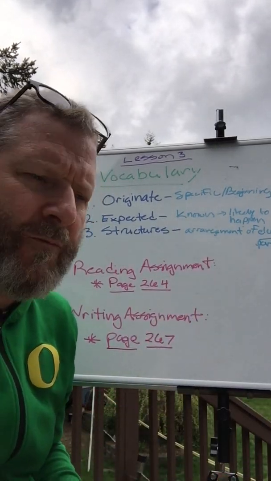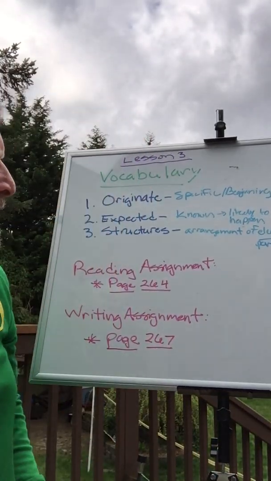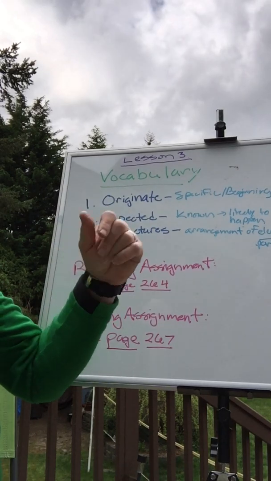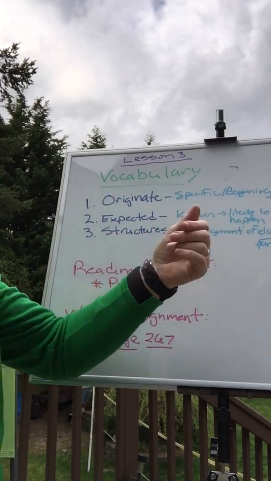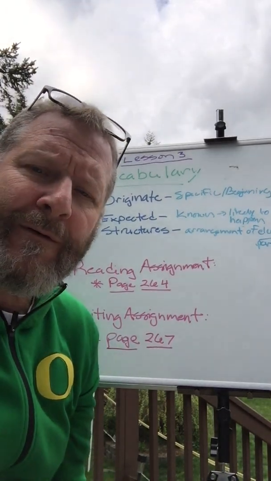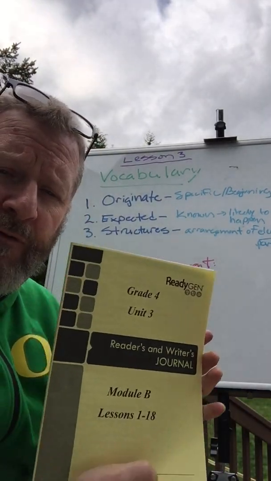Nice job, everybody. Hopefully you were able to stay with me. Again, our vocabulary words: originate, specific, something in the beginning; expected, known, likely to happen; structures, an arrangement of elements and parts. Your reading assignment for Lesson 3 is out of your Reader's Writer's Journal.